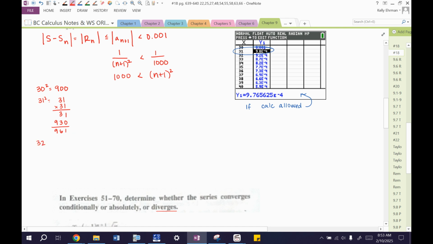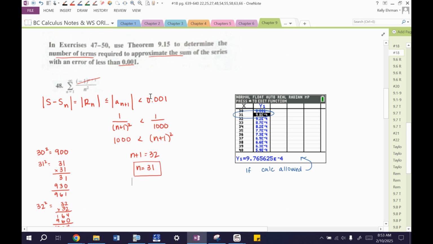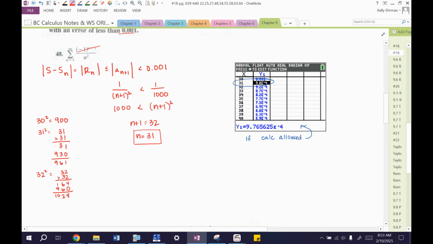So maybe it's 32 squared. What's 32 times 32? Let's see. 4, 6, placeholder, 6, 9. There it is. 32 squared is 1,024. So I know that n plus 1 needs to equal 32. That means that I would need to use 31 terms in order to get this accuracy of an error less than 0.001. All right.